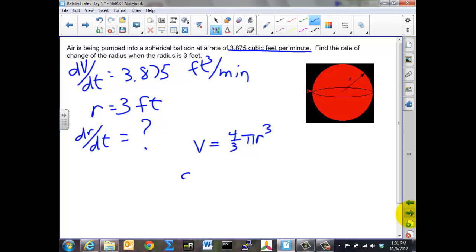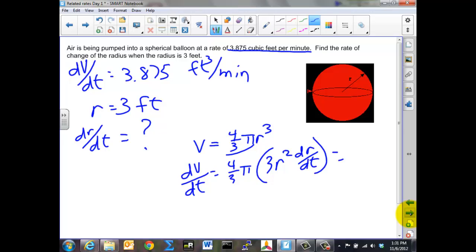Take the derivative. dV over dt equals. Now this 4/3 pi is all just constants, so I'm going to write it down. Which winds up being what? 4 pi r squared dr over dt. Now, plug in what we got. Where does the 3.875 go? dV/dt. Now, that's different than what we've been doing.